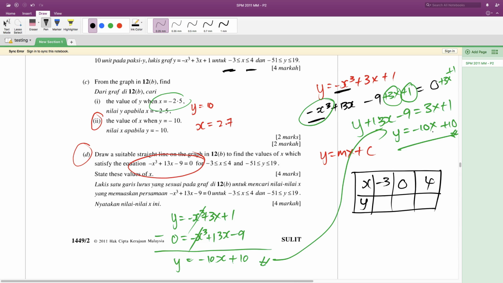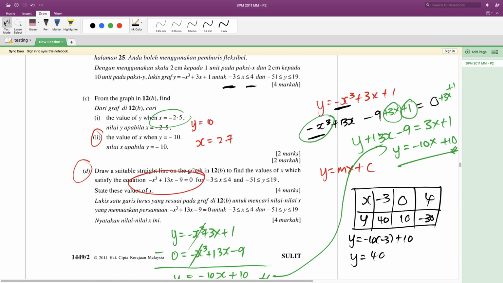Alright, so negative 3 I substitute into x here. So y will equal negative 10 times negative 3 plus 10. You can use a calculator, definitely. This one is basically 30 plus 10 is 40. Alright, when x equals 0, you will get 10. When x equals 4, you will get negative 40 plus 10 is negative 30.